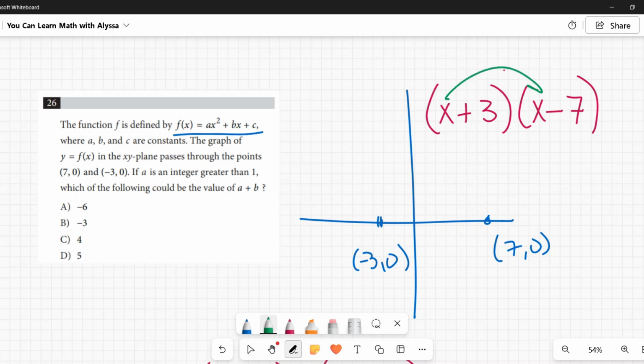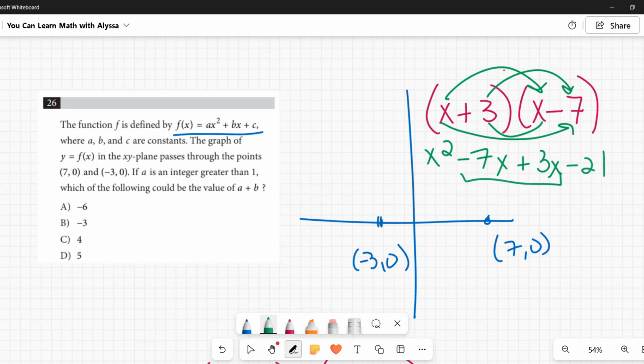All right, so x times x is x squared. X times negative 7 is negative 7x. 3 times x is 3x. And 3 times negative 7 is negative 21. I'm going to combine those in the middle, and I get x squared minus 4x minus 21. And that, my friends, is a function that absolutely would work for this at first glance.